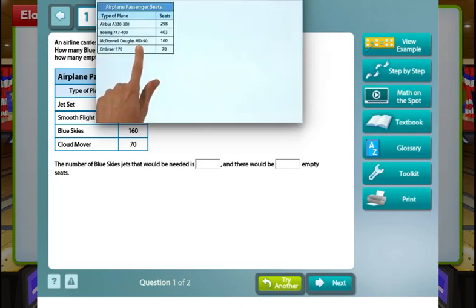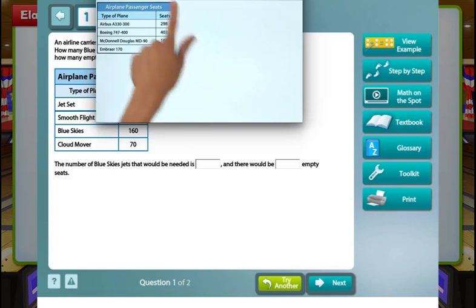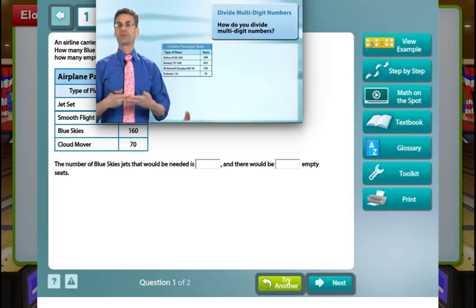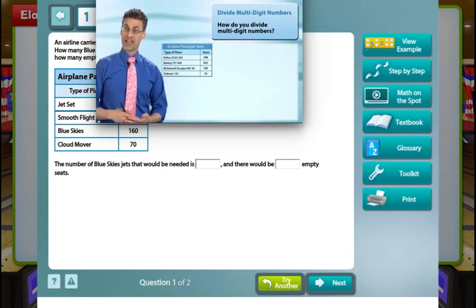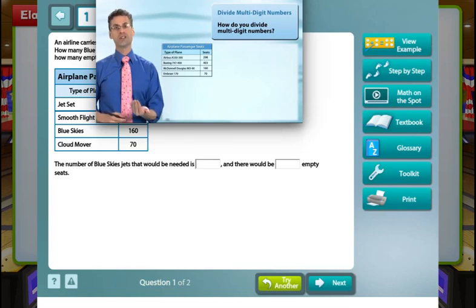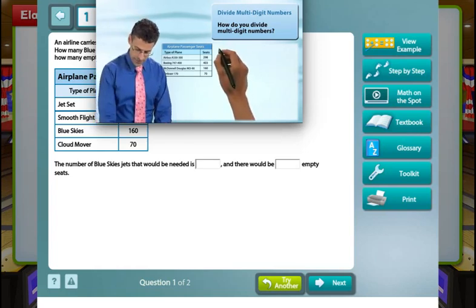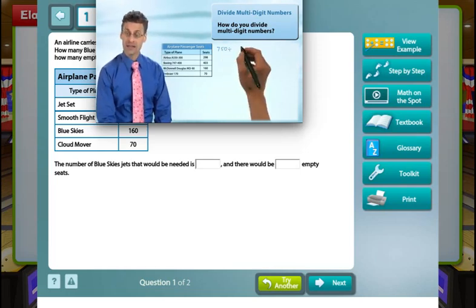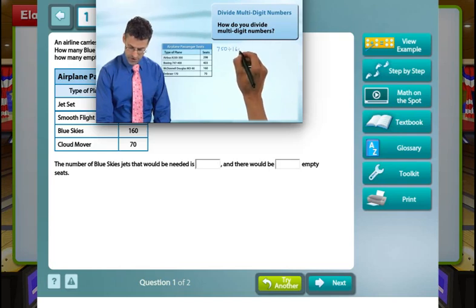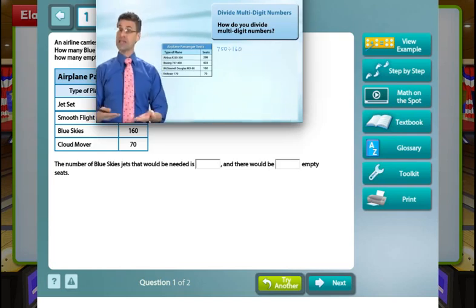So if we're looking for the MD-90s, we see we have 160. This table tells us that we have 160 seats on each one of these planes. The question is, how many planes do we need in order to carry the 750 passengers? So this is really a question about division. We want to take 750 and divide by 160. That's going to tell us how many planes we need.